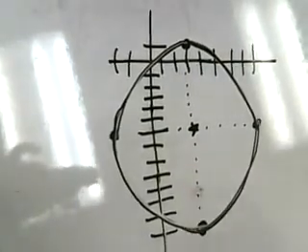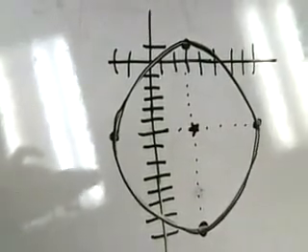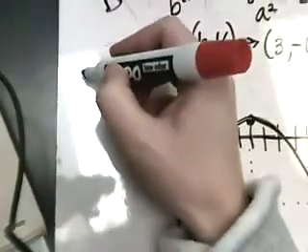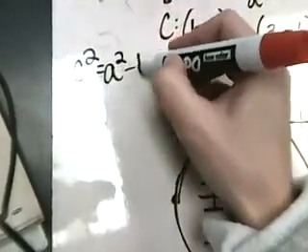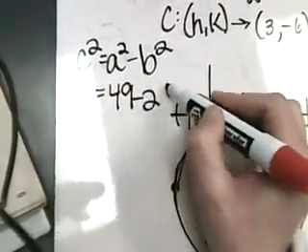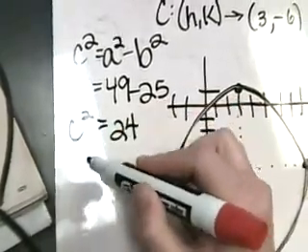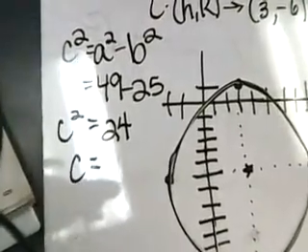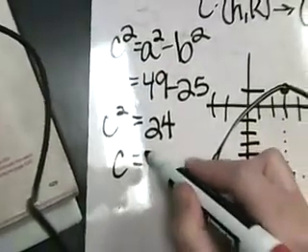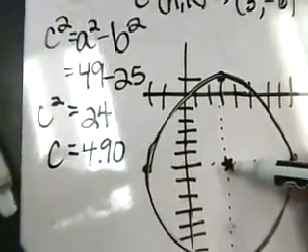Okay, remember way back when you did your foci in the other section, so you might have to go back and look at section 10.4. Your foci formula was C squared equals A squared minus B squared. So in our case, A squared is 49 and B squared is 25. 49 minus 25 is 24. So the square root of that is about 4.90. Okay, so that means, and remember, your foci follows your vertices.